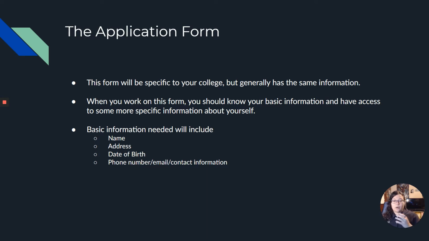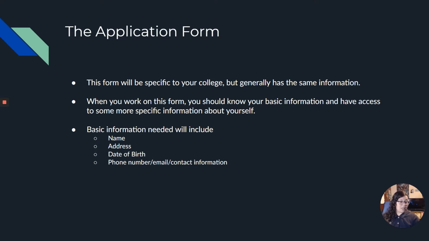They'll include both basic information and more specific information. When you work on this form, you should know your basic information and have some level of access to more specific information about yourself. So your basic information will include things like name, address, date of birth, phone number, email, contact information. All these little things will be the basic information you will have to give on every form.